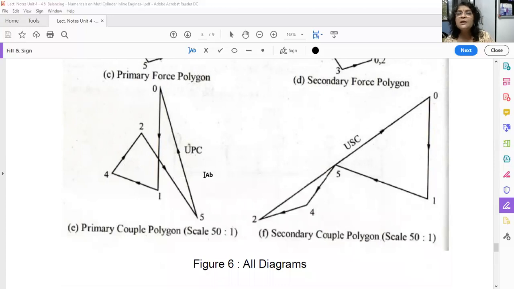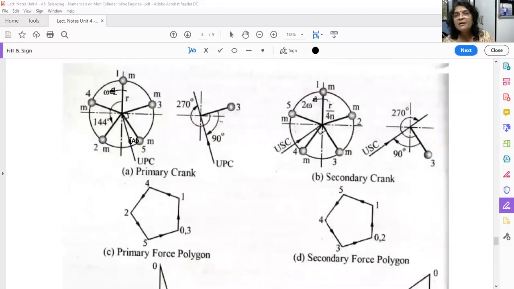Let us draw first the primary couple polygon. Okay. So how many vectors will be there? 5. And you have to see whether you are getting a closed polygon or not. If you are getting a closed polygon, there will be no unbalanced primary couple. If you are not getting a closed polygon, whatever the length of the vector joining last point to initial point, that will be the unbalanced primary couple.